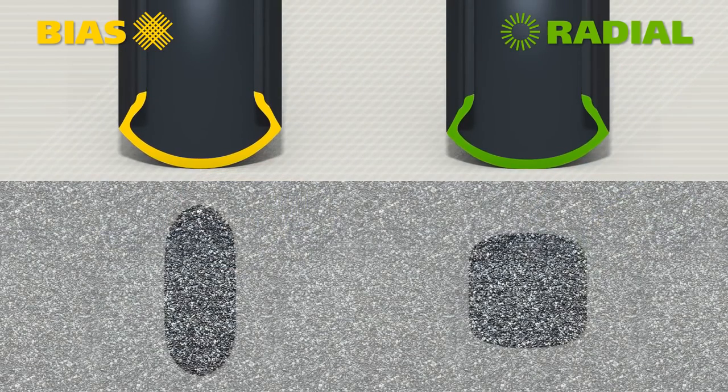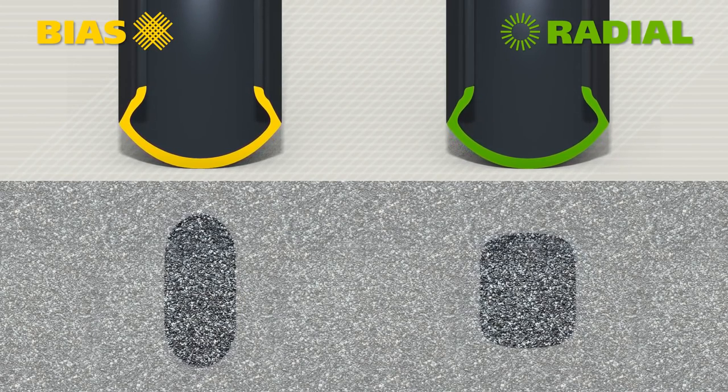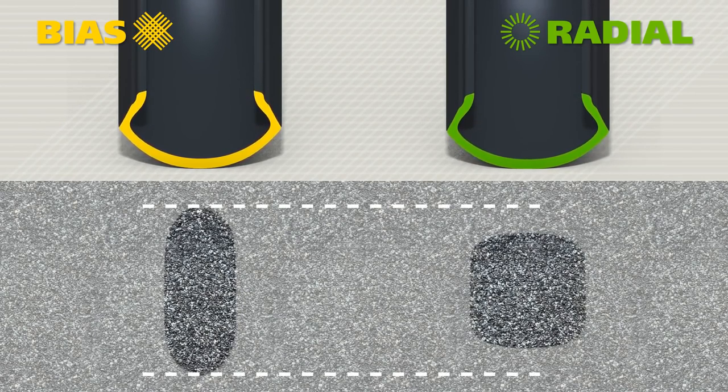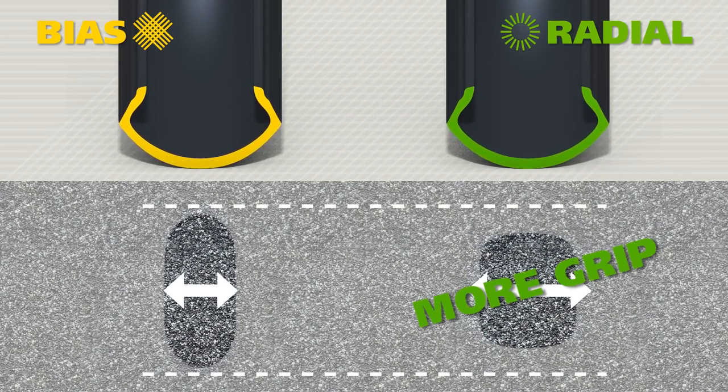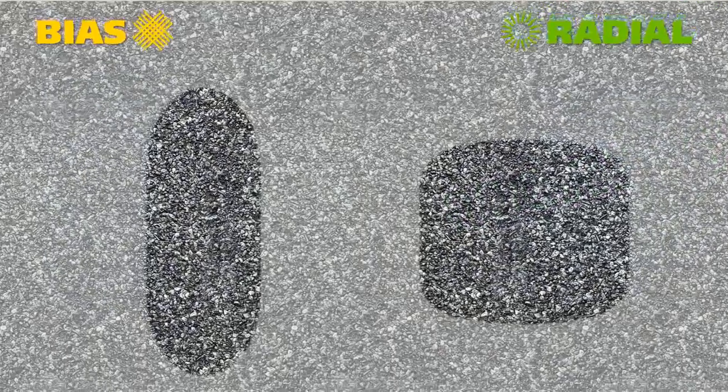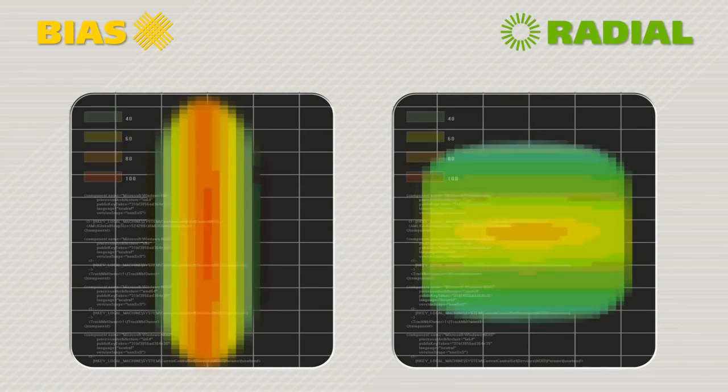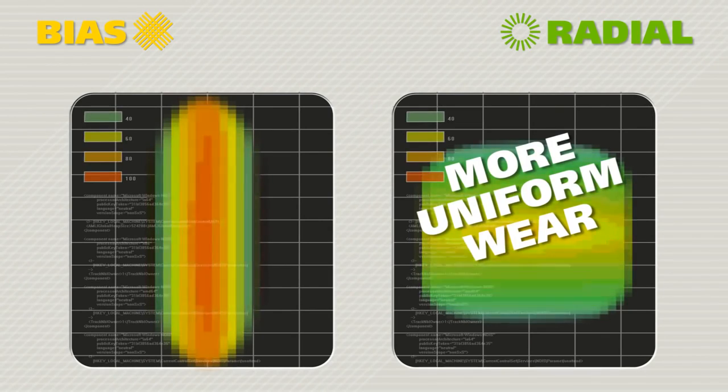In contact with the ground, thanks to more flexible sidewalls, a radial tyre crown grips the road. Its footprint is not as long as that of a bias tyre but is wider, offering more grip at a sharper angle when taking bends. Pressure in the radial tyre contact area is more evenly distributed, which ultimately means more uniform wear.